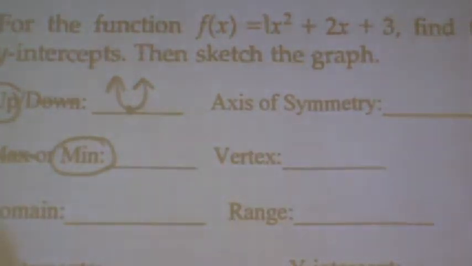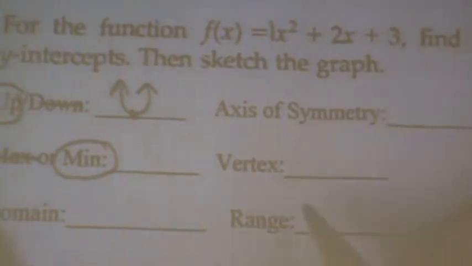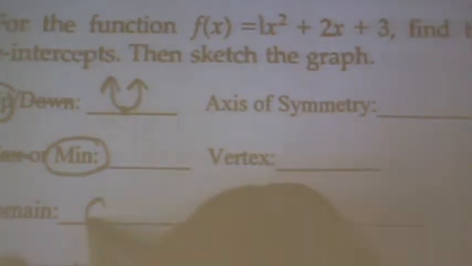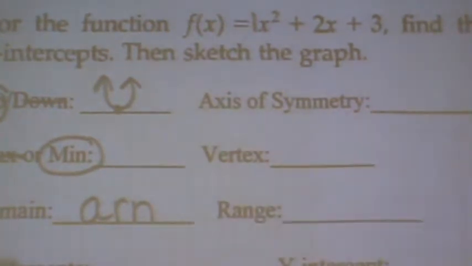We don't know our axis of symmetry. I'll get to that in a second. We don't know the vertex right now. It's not in vertex form. What's the domain? What did we say the domain is? It's all real numbers. I can't do the range until I get the vertex. How do I get the x-intercepts and the y-intercepts?